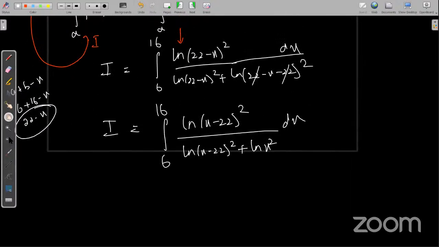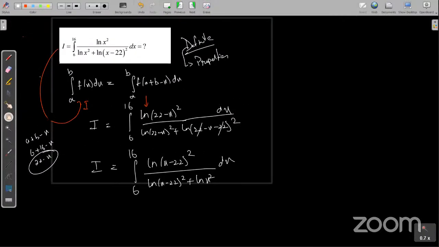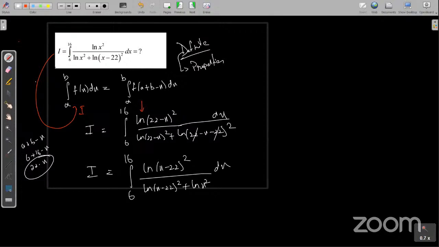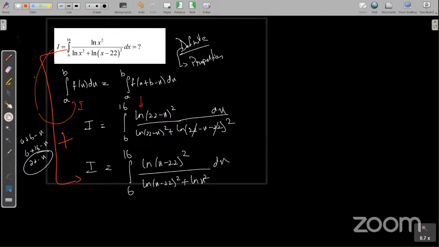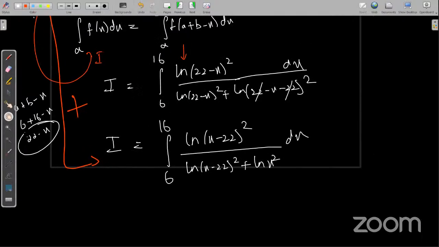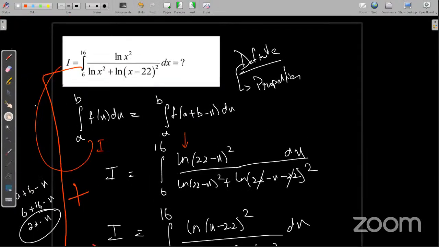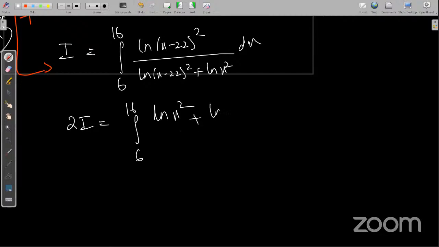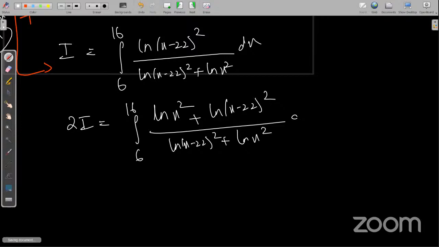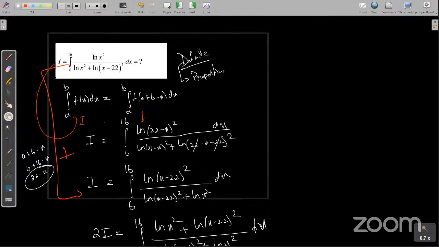And now what I'm trying to do is add this with this. Guys, I'm adding the given question with this thing. So if I add, obviously I will get 2I is equal to integral 6 to 16 of ln x square in the numerator from my given question, right? Plus here I'm having ln of x minus 22 whole square, divided by ln of x minus 22 whole square. The denominator remains the same. We are adding the numerators because we have the same denominator in both the things.